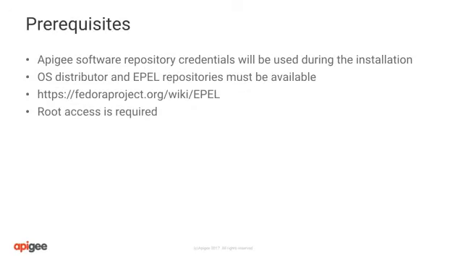As part of your Apigee Edge for Private Cloud purchase, you will receive a set of credentials for accessing our software repository and a license file that enables your on-prem installation. Ensure that you have these available, as they will be needed at installation time.